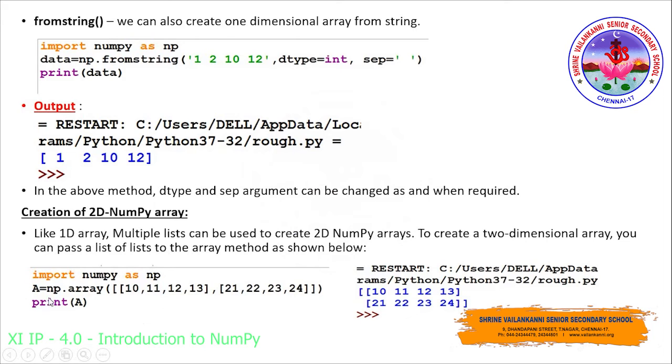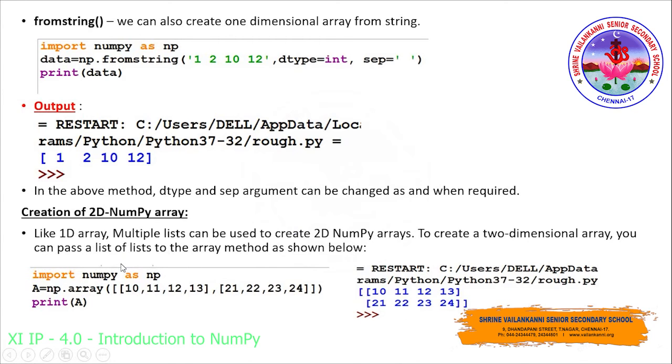Clear? So A is a variable, and np.array of two lists I have passed over here in this array method. When I use this print statement to print it, what happens? It will be printed in the form of a two-dimensional array, that is rows and columns. So totally how many elements can I store here in one particular array? Four elements in each row. Totally I have two rows and four columns. Clear? This is how you will be creating a two-dimensional array.